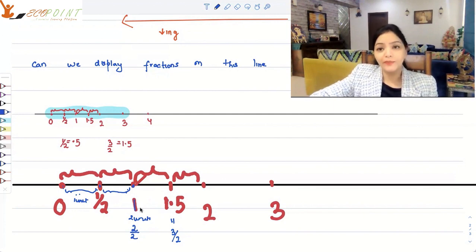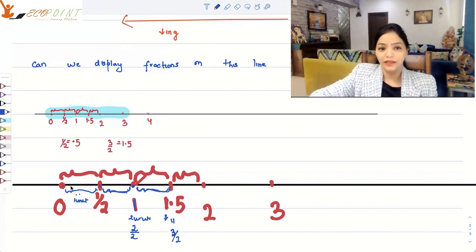Now I want to display 3 by 2. How do I display 3 by 2? I will go exactly this amount as a unit here, and this is my third unit. This is another 1 unit, and this is your third unit. And out of the 2 units, so this is the ratio. This is the ratio 3 by 2.